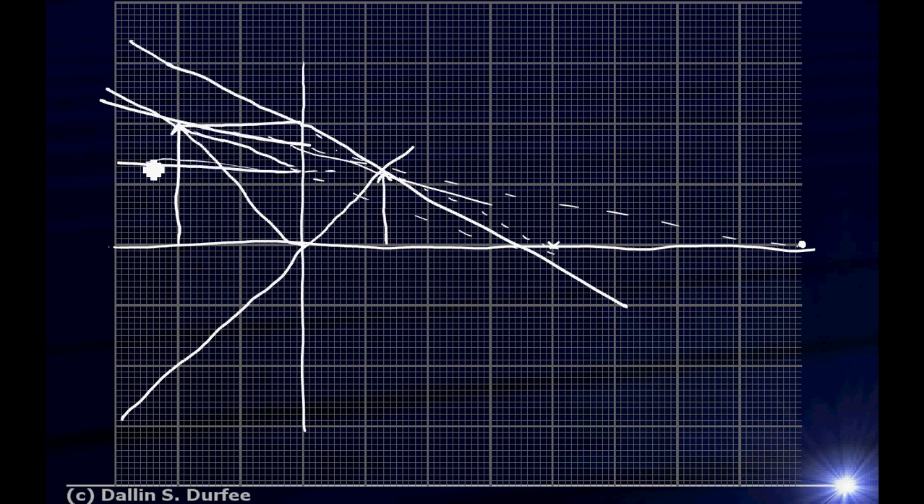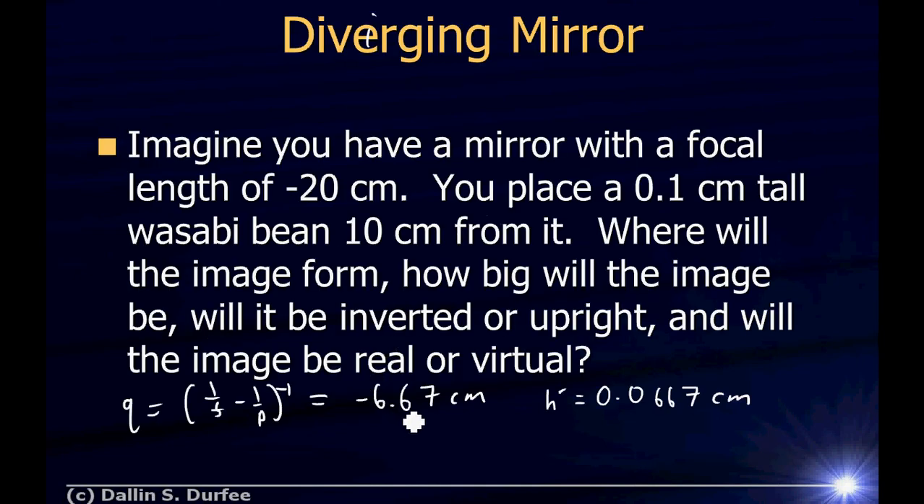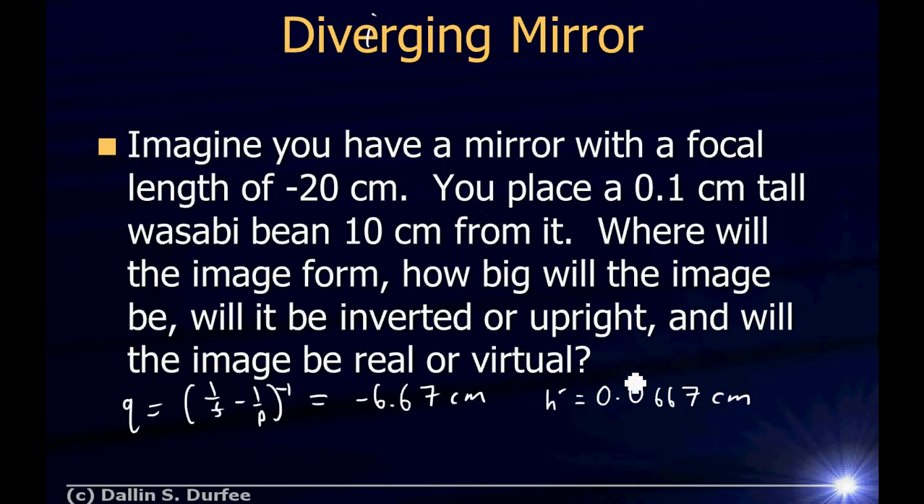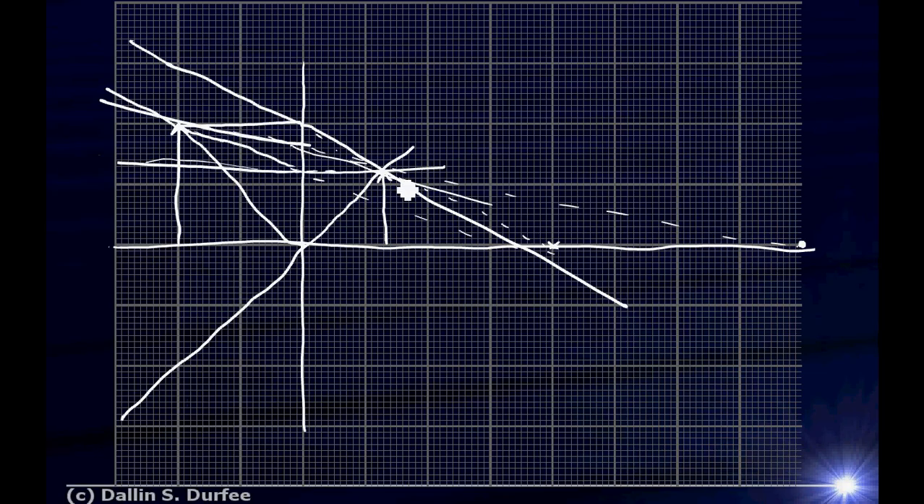This one comes down, it comes out like this, so it looks like it's coming from over here. Looks like all of my lines are crossing right about there, and there's 5, 6, 6 and a half. That looks like about 6 and a half. I should have gotten 6.67, so pretty good. The height looks like it's a little bit more than half of 0.1 centimeters, so about 0.06-ish. I should have gotten 0.0667, so not horrible. Could have done much better if I'd done this with rulers.